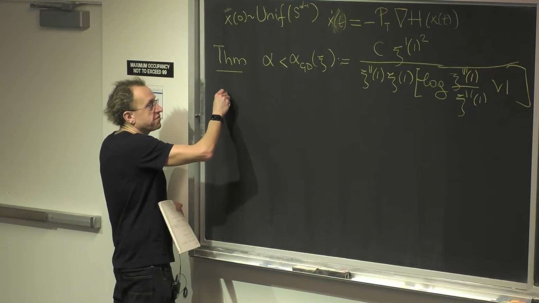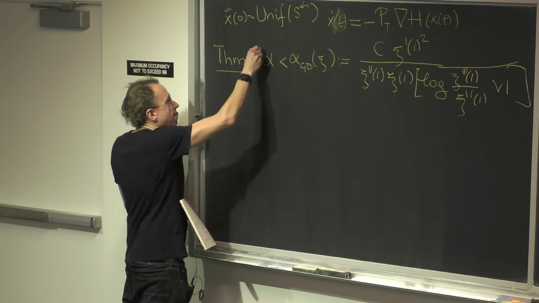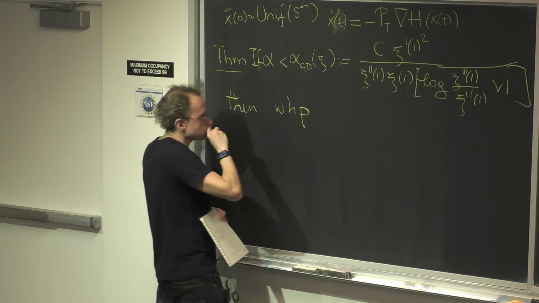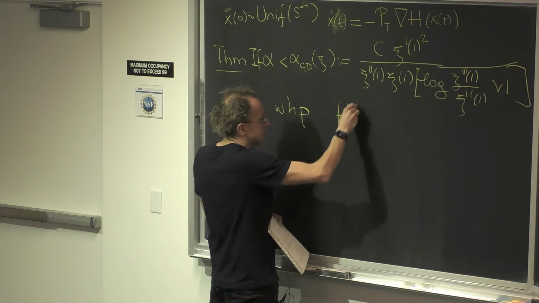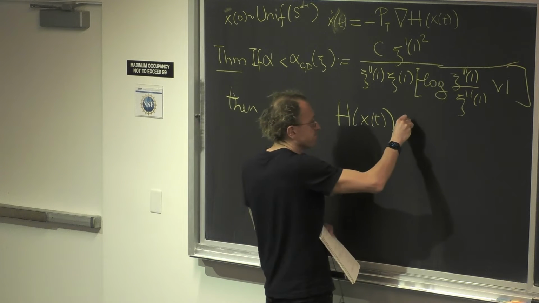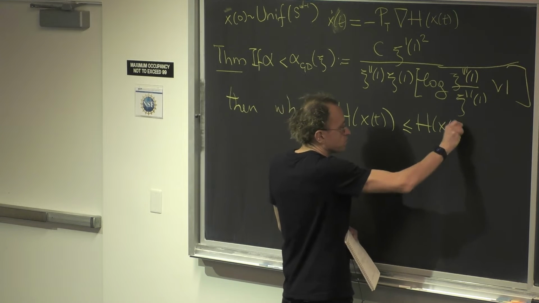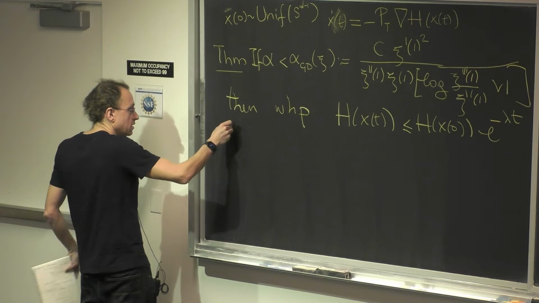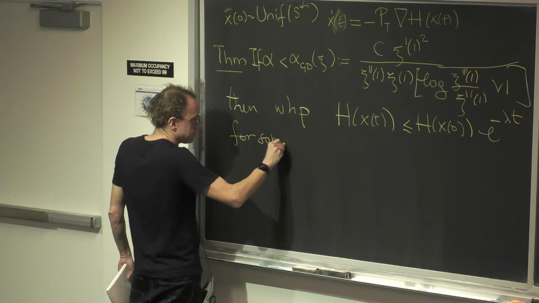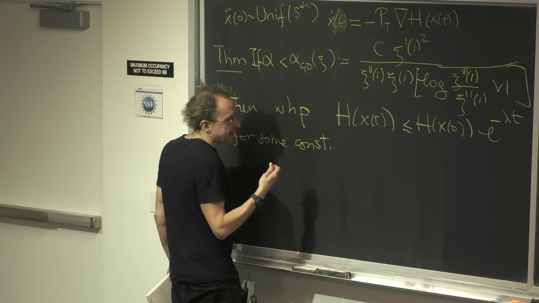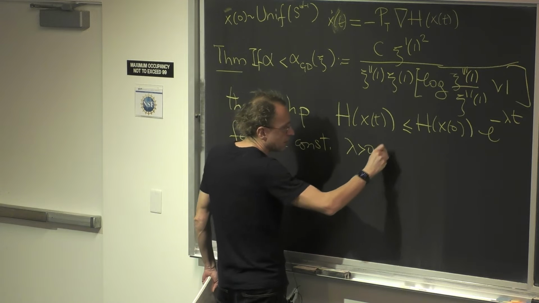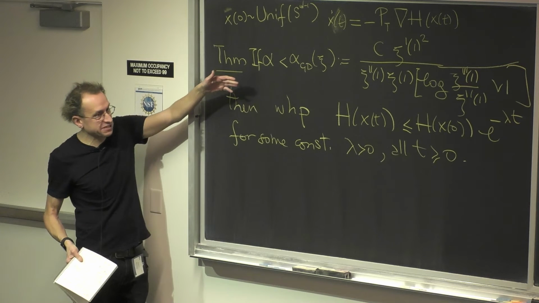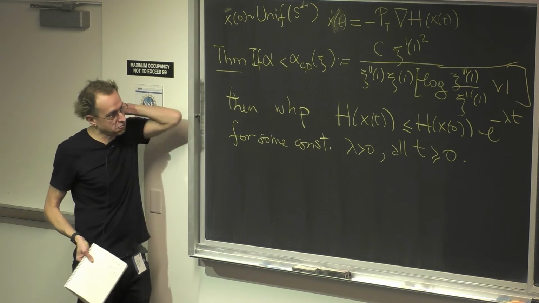And if this happens, then with high probability, the energy goes down exponentially, for some constant independent of n, lambda positive, for all t. Okay, so you find there exists a solution beyond this threshold, and gradient descent finds it, right?